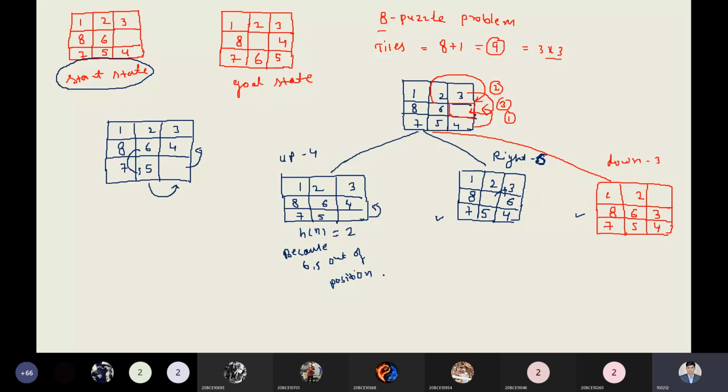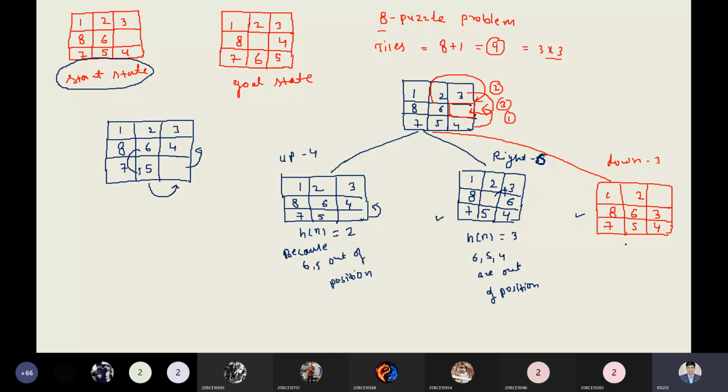Can you also define the heuristic function value of the right 6? 3, sir. Can you tell me how we are getting the 3? Yes, sir, because 6, 5, 4 are out of position. Yes, that's a brilliant answer: 6, 5, and 4 are out of position. This is a good way, you're learning properly.